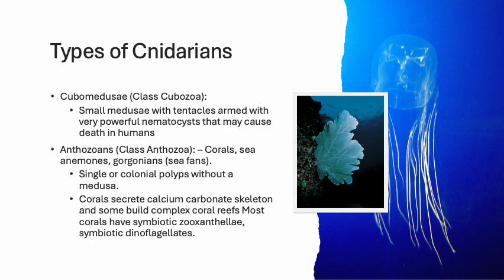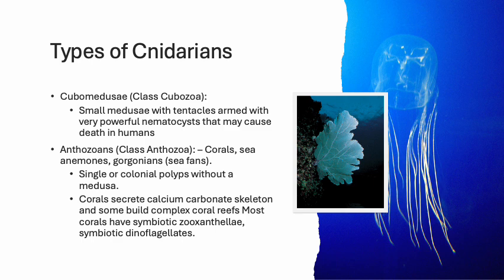Next are the cubomedusae, or box jellies. These creatures are small but very dangerous, armed with some of the most potent nematocysts in the animal kingdom. A sting from certain species can be fatal to humans. What makes them even more remarkable is their level of sensory adaptability. Unlike most jellyfish, box jellies have complex eyes that allow them to detect light and shape. This makes them more active hunters, capable of maneuvering towards prey instead of passively drifting.